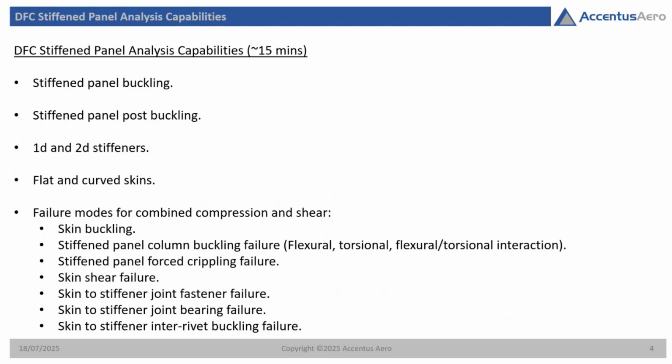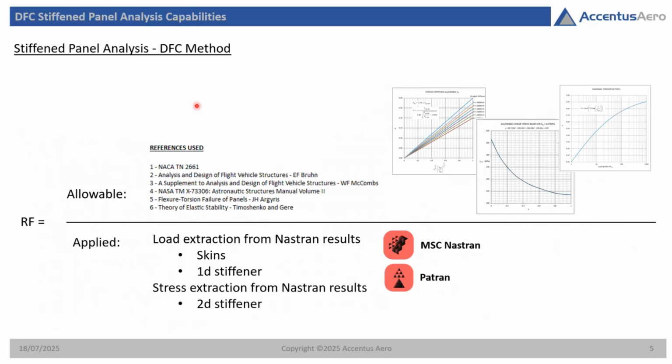So let's again look at our RF formulation. Our allowable data we get from our proven methods like the NACA and Bruhn, etc. We get our allowables for force crippling, shear allowables, diagonal tension factors, etc. So that's where we get all our allowable data and method data from. And then in the applied part, we do load extraction from master results with Patran for the skins, and for 1D stiffeners, we also do load extraction. Where the stiffener is modeled in 2D, we do a stress extraction from the master results to enable us to calculate the applied load.